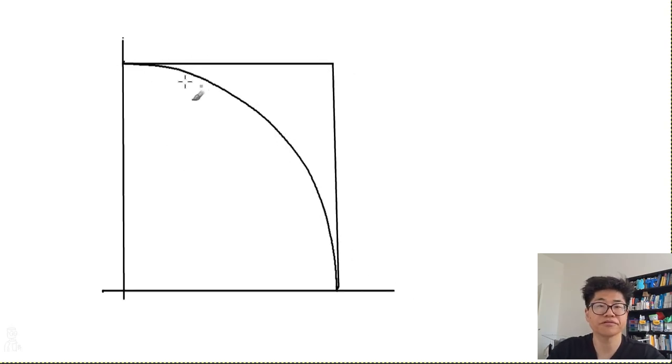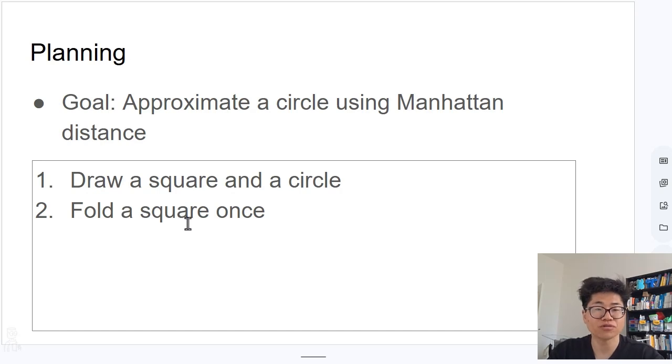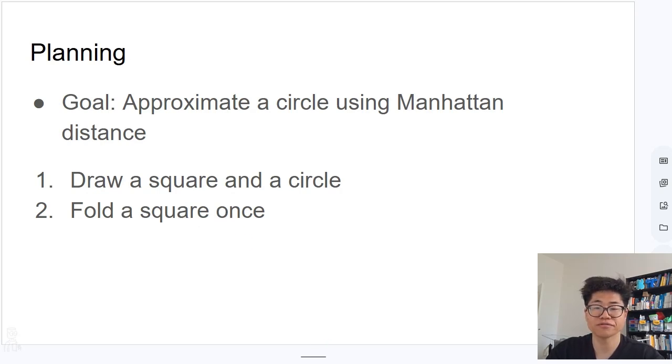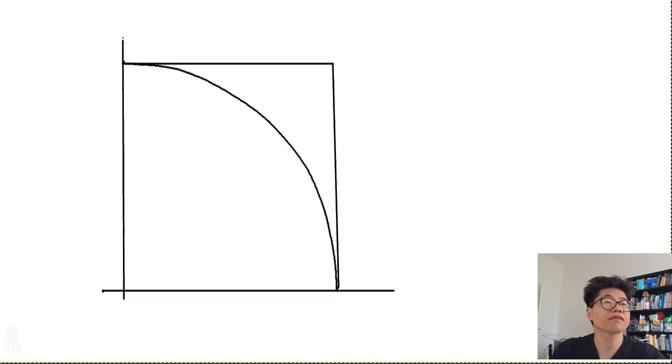So this is a square, this is a quarter of a circle. And step 2, I want to fold the square once. What does it mean? To fold the square, at this corner, I want to make a small square here. To do that, I draw the y equals x line. And then there is an intersection point. From here, I have a vertical line and a horizontal line.